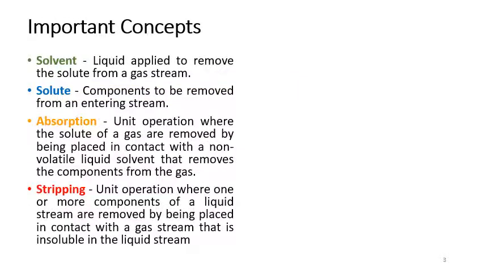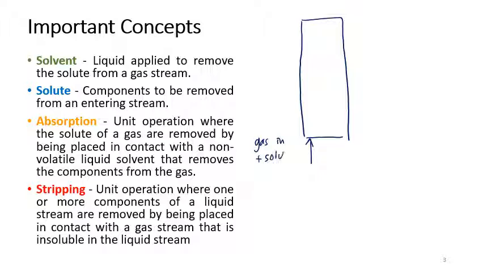So first of all, we need to know the important concepts concerning absorption and stripping. So if you can visualize the process of absorption, this is your absorption tower. The process of absorption is when you have a gas inlet. So this gas has some solute in it, for example, air with SO2, sulfur dioxide. So the SO2 is the solute in the gas phase. You want to remove the solute in the gas phase by using a solvent. So your solvent here is in liquid phase.